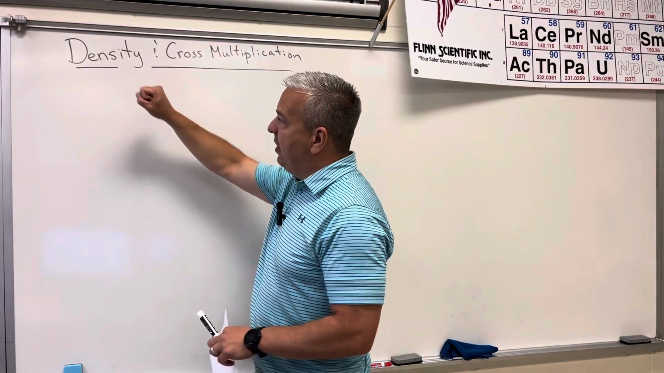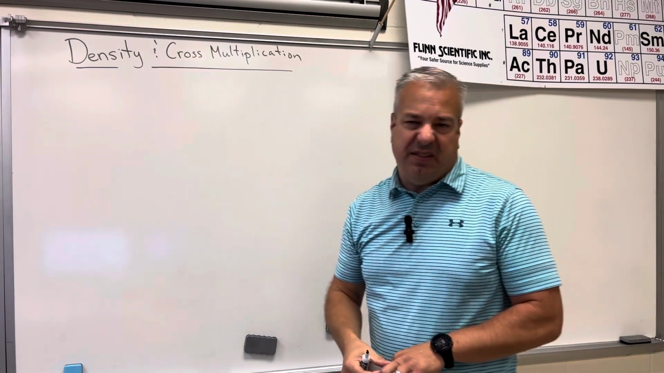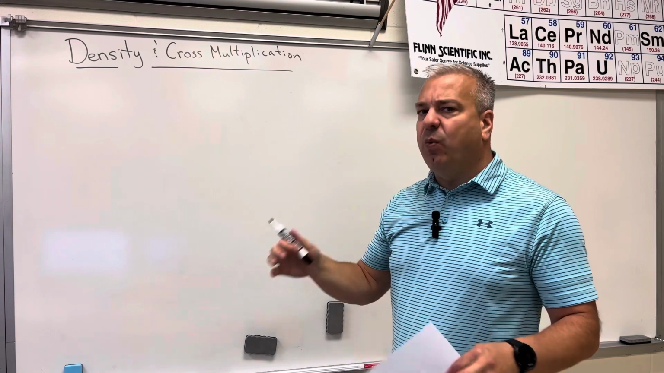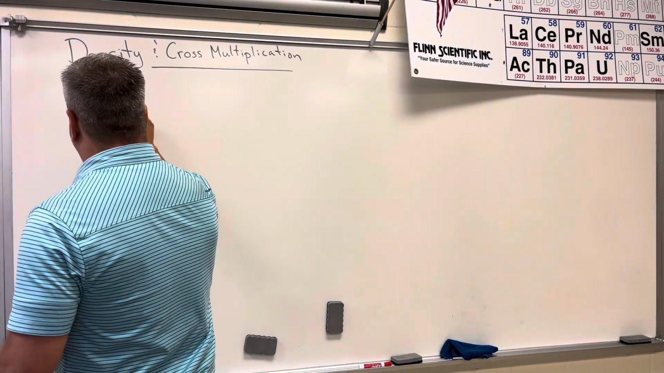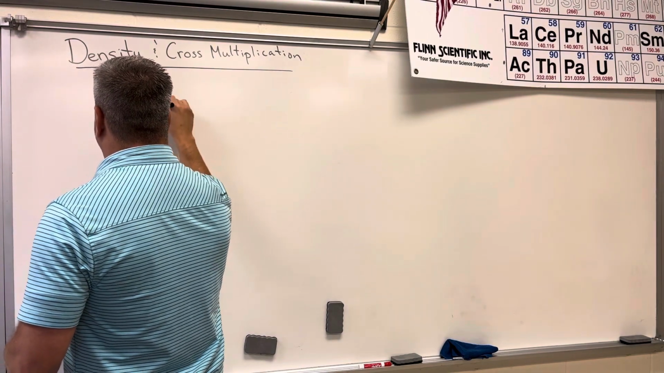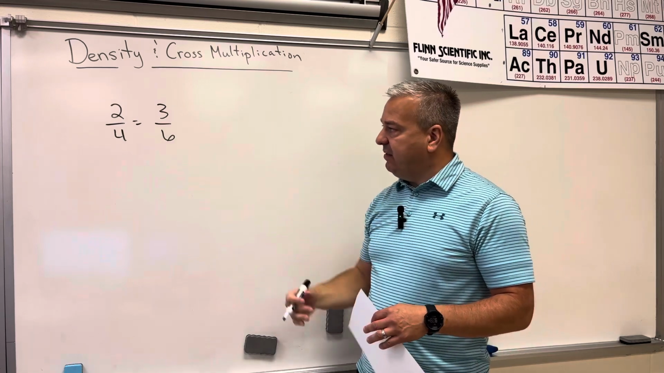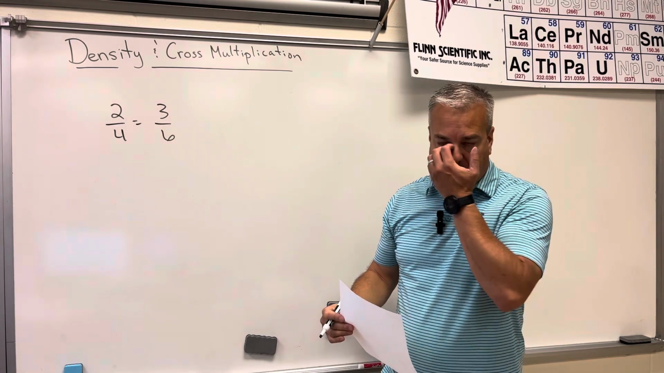So like I said, what we're covering today is density and cross multiplication. So I want to start out with this idea of cross multiplication. Some students think that it's just one thing, but it's actually many things. So with cross multiplication, if you have two fractions, maybe 2/4 is equivalent to 3/6. We know that both of these are equal to 1/2.